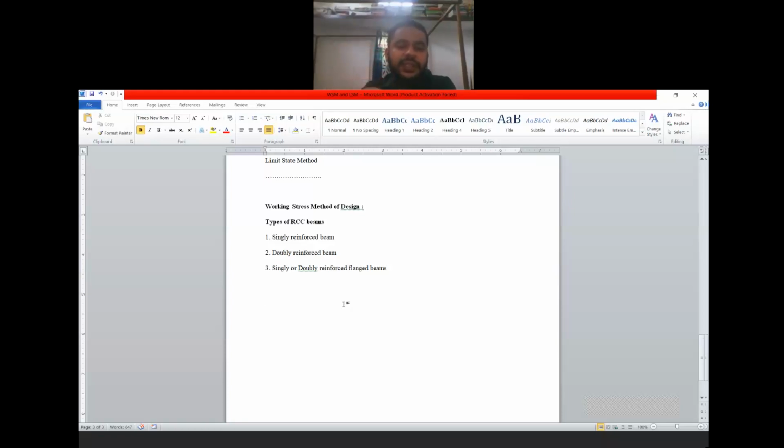Next, the third one is singly or doubly reinforced flanged beams. In other words, you can say this is a T beam. So now can anyone tell me, have you seen a T beam anywhere? In any building, if you see the construction, have you seen a T beam anywhere?